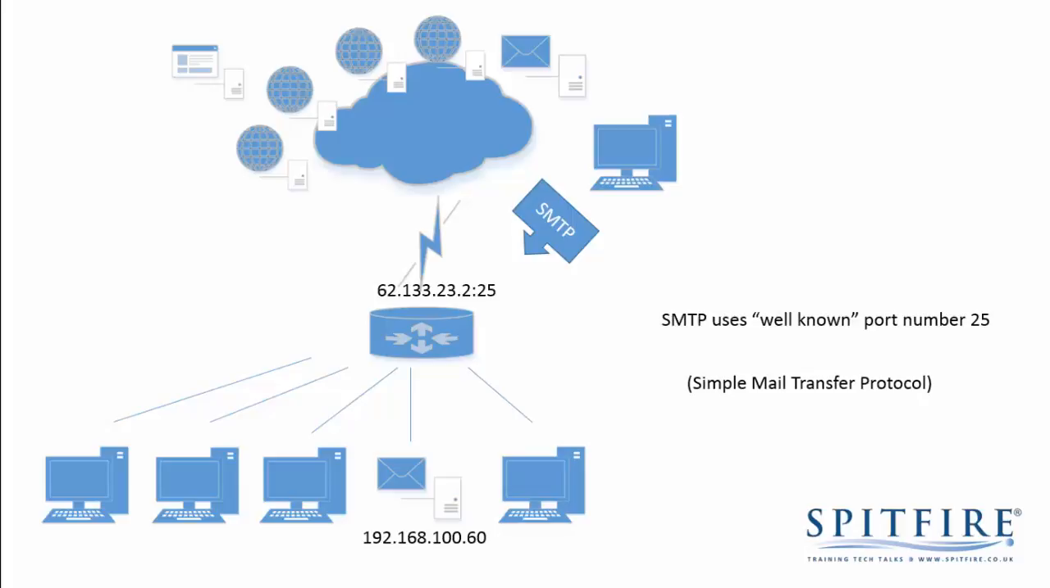If you've never seen this nomenclature before, the port number is added using the colon notation to the end of the IP address. So you might see this in a URI for a website where a different port number is used. It's appended to the end using a colon. So what we're saying here is incoming SMTP comes in on 62.133.23.2 port 25.